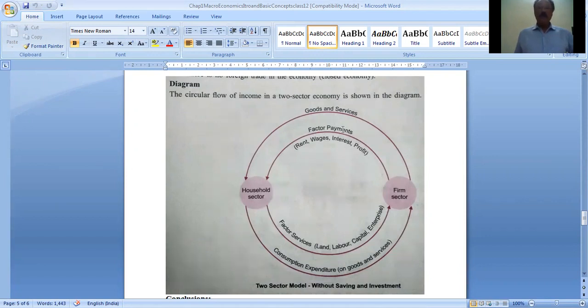Now, once they receive payments, households have the money with them. So what do they do with it? They spend it on consumption expenditure on goods and services. So you see, the household sector spends on consumption expenditure on goods and services.